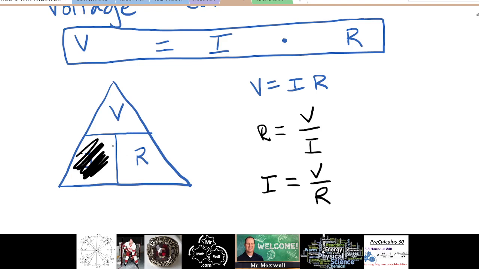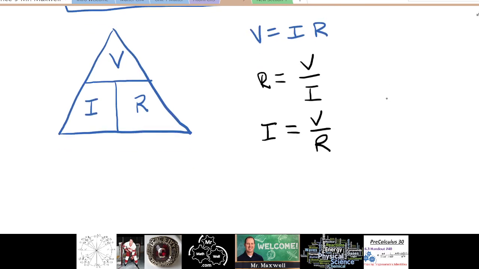So this little triangle is helpful when you have an equation with three quantities, and you just cover up whatever you're trying to find, and that's a good way you can remember if you're multiplying or dividing. So if you did R divided by V, that's no good. That's not going to get you I. It's got to be V divided by R, so R has to be on the bottom, and so on. Okay? So any questions about that?